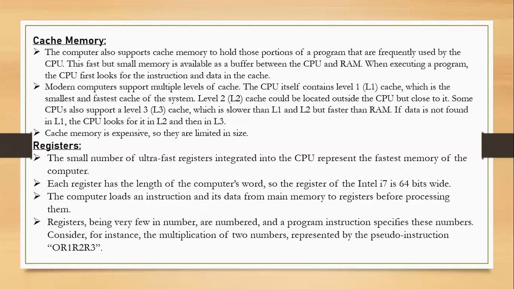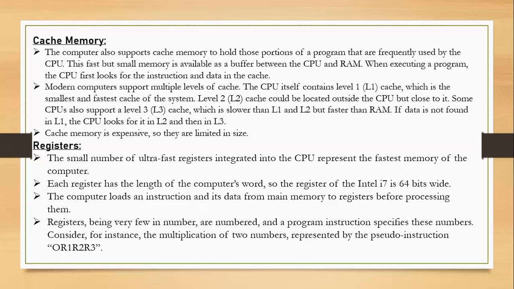Look at it as you go from L1 to L2 to L3: L3 is slower than L2, and L2 is slower than L1. L1 is faster than L2, and L2 is faster than L3. L3 is definitely slower than L1 and L2, but faster than RAM. If data is not found in L1, the CPU looks for it in L2 and then in L3. Cache memory is expensive, so its size is limited because of its cost.